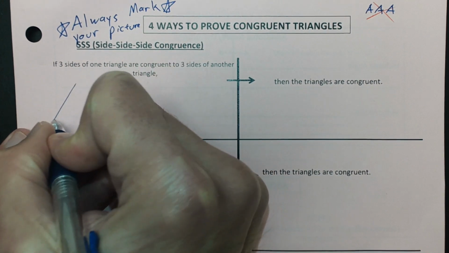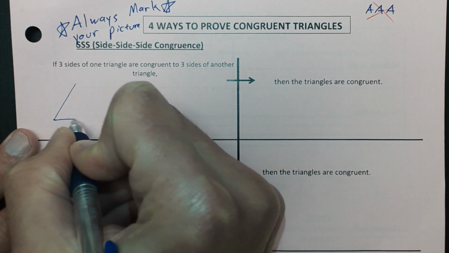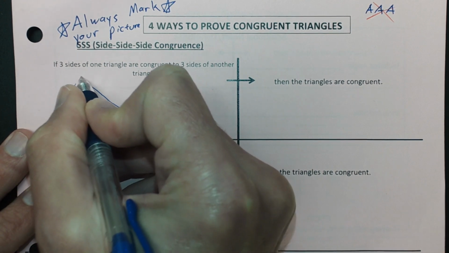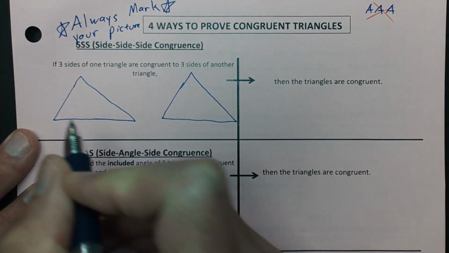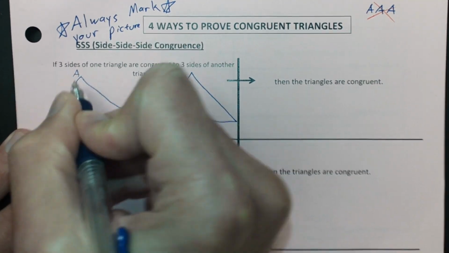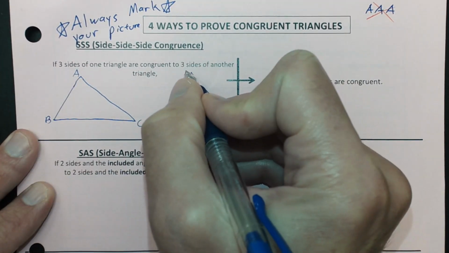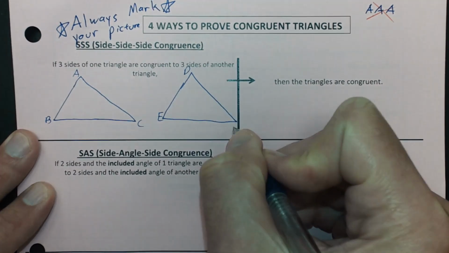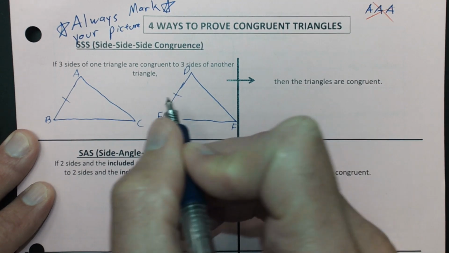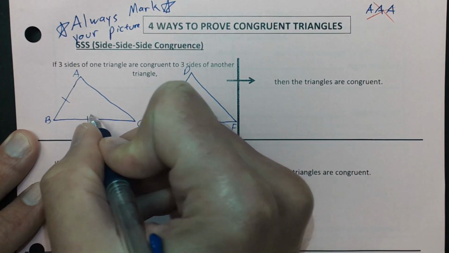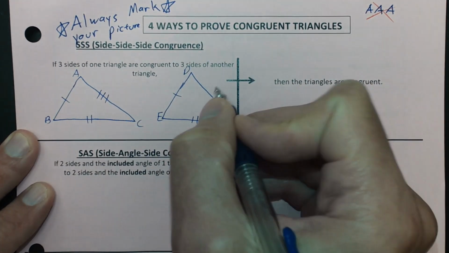And that says if all 3 sides of a triangle are congruent to all 3 sides of another triangle, then the 2 triangles must be congruent. So let me try to draw 2 triangles. May not be exactly the same, but I'm going to label them A, B, C, and D, E, F. And I'm going to say this side AB has a single slash, so does DE. BC has a double slash, so does EF. And AC has a triple slash, so does DF.